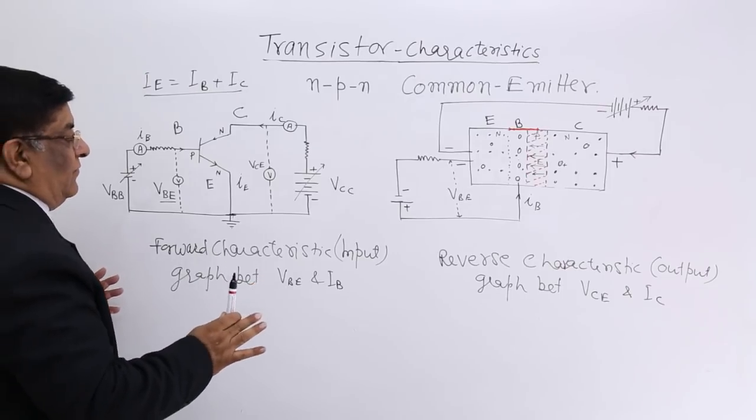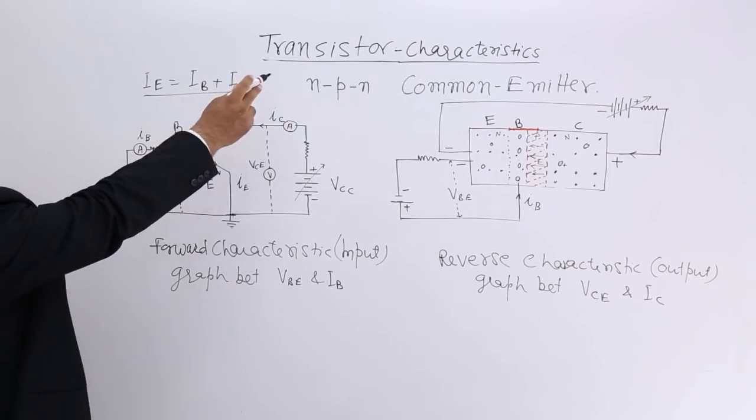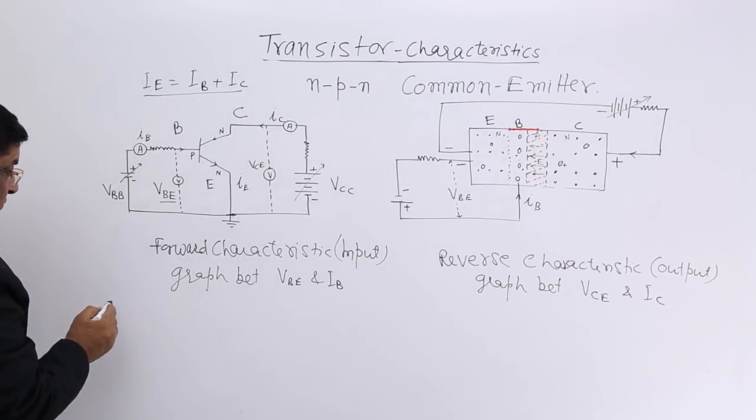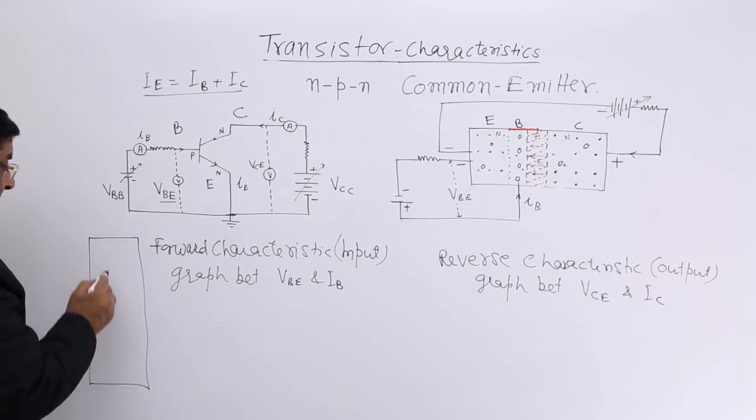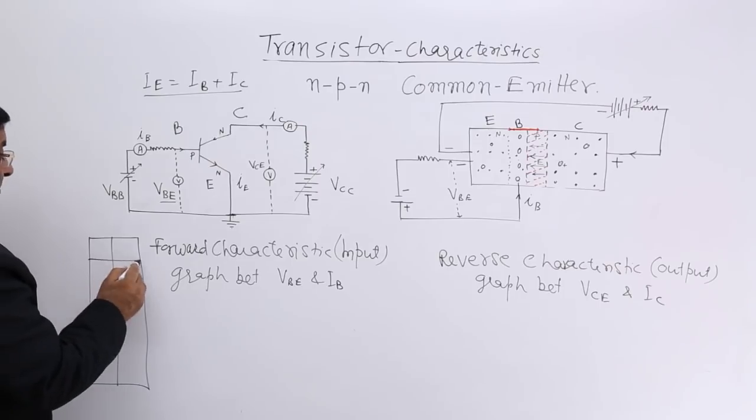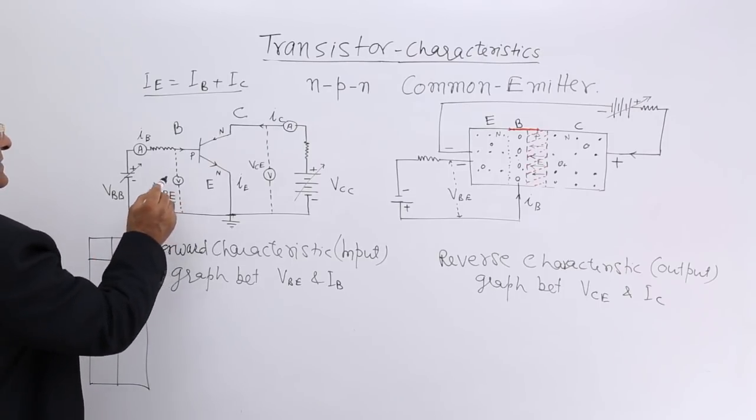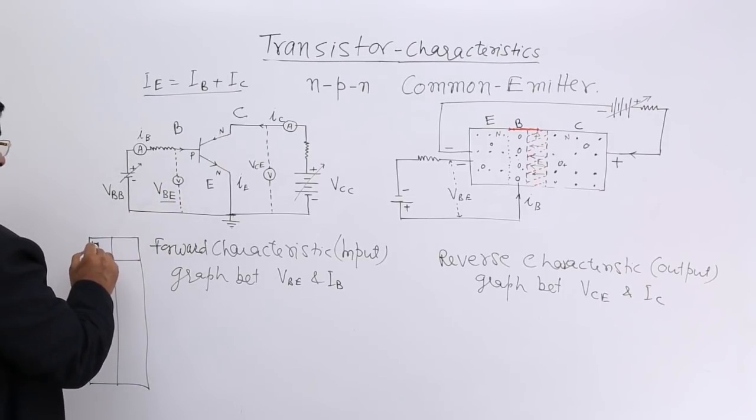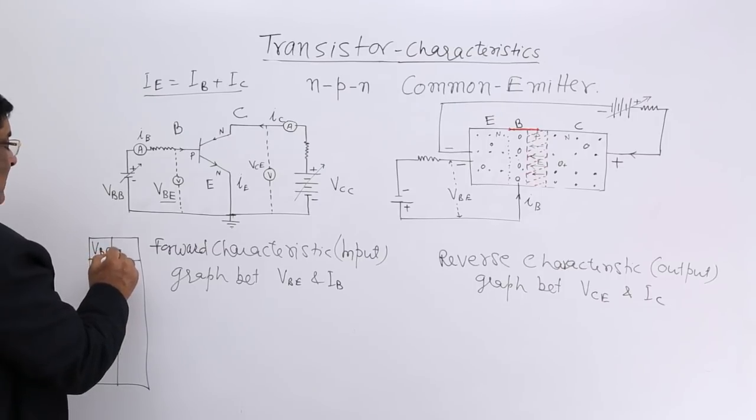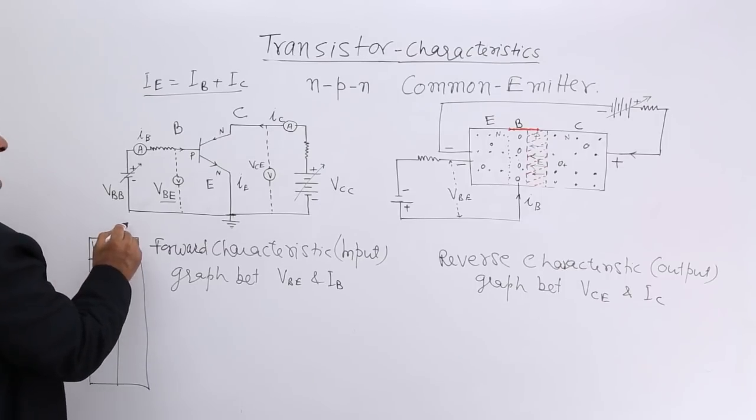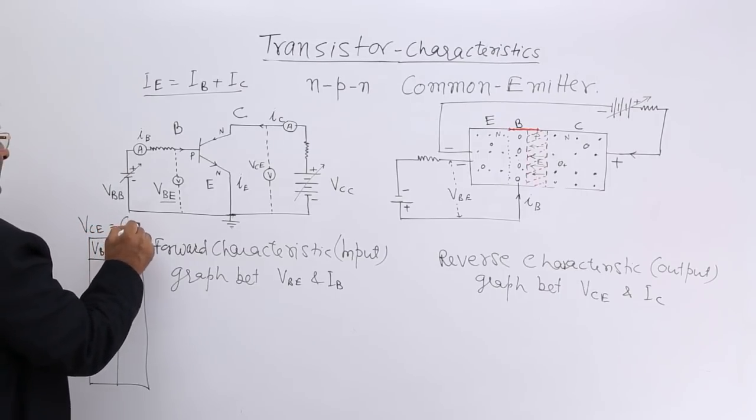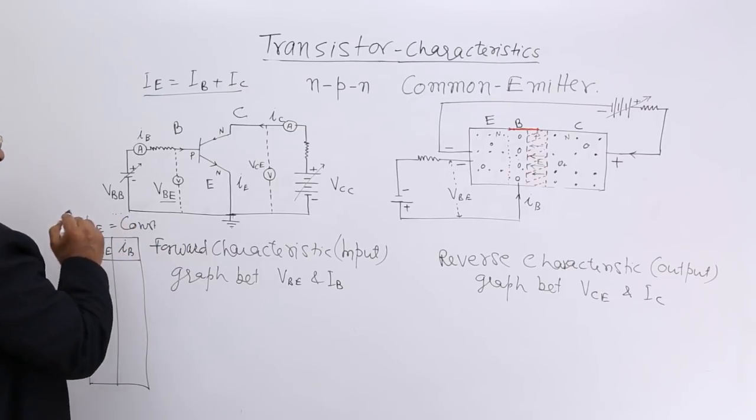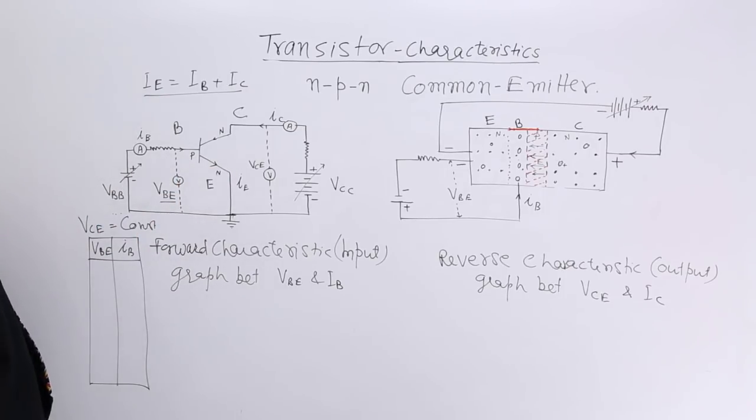And now we are ready to study the characteristic. So we make a table. In this table there are two things. One is VBE and IB, and here we write the reading of VCE, which is kept constant. We will not allow it to change.